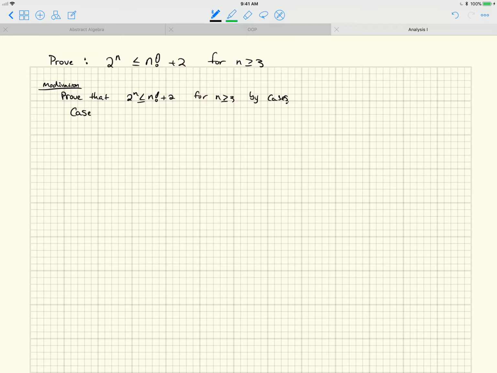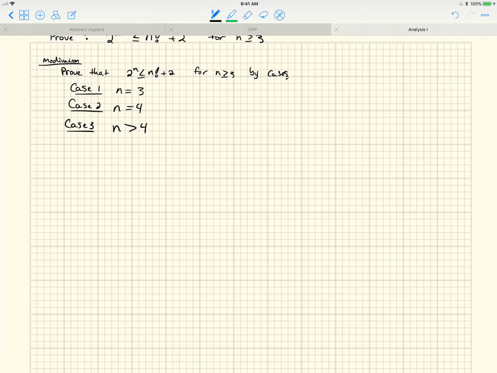Case 1 is n equals 3. Case 2, n is equal to 4. And then case 3 for when n is greater than 4.